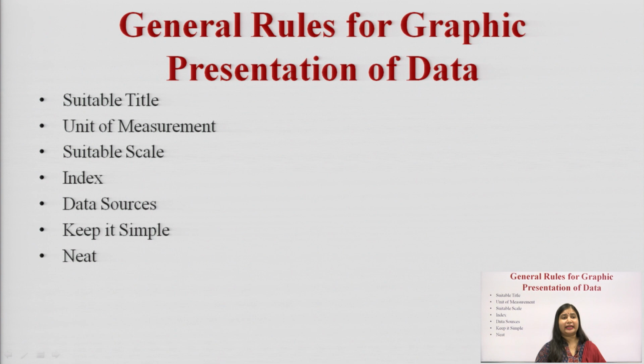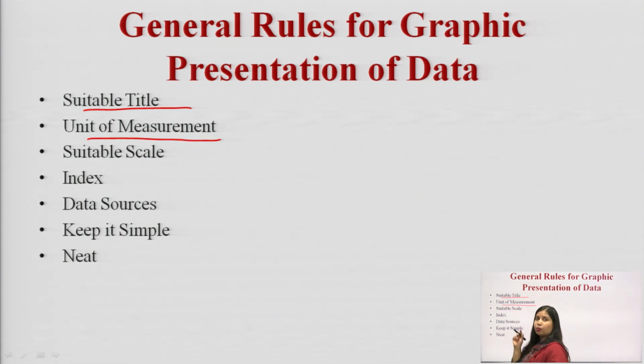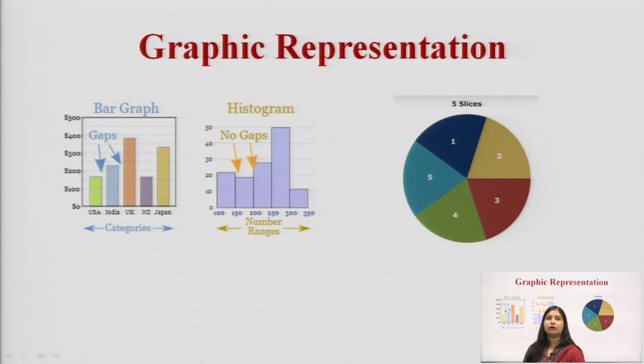Now what is the general rule of graphical presentation? Similar to data, you have to make a suitable table, and show the unit of measurement in every table, what the measurement is, what the limit is. You have to use a suitable scale and add an index to your graph. You also have to show from where you got the data, and keep it simple and neat, so that from one look you get the information.